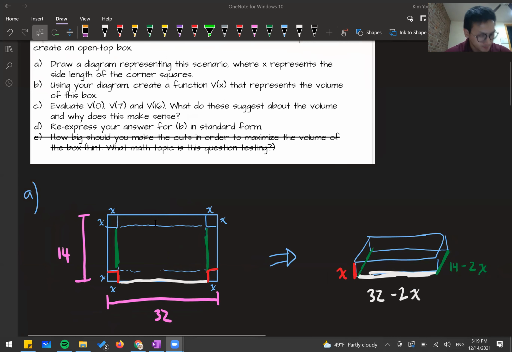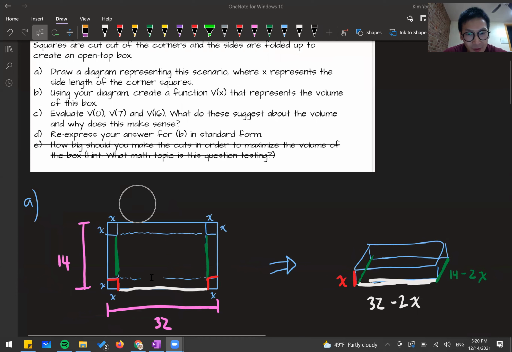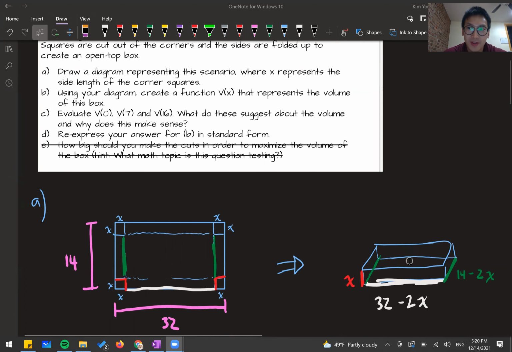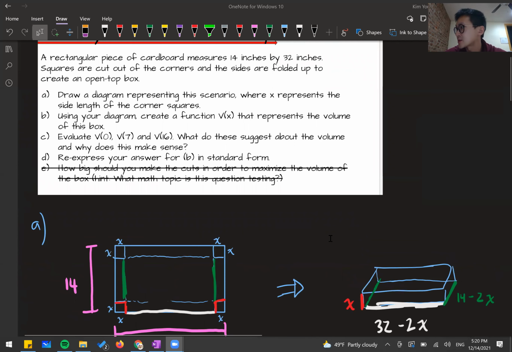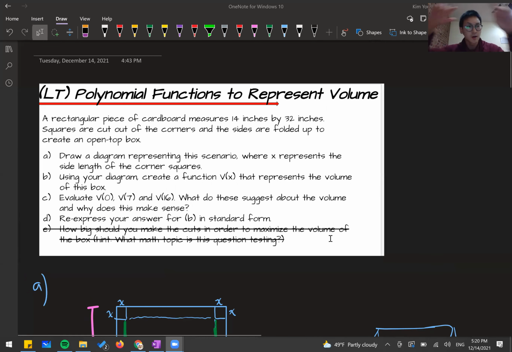Okay, but anyways, after you cut the corners and fold up the piece, you're going to get this box. Once again, if it's hard to visualize, do some budget math. Go get a rectangular piece of paper, cut out square corners and label them X, and then try folding it and see what happens to the dimensions. Where did those dimensions go?